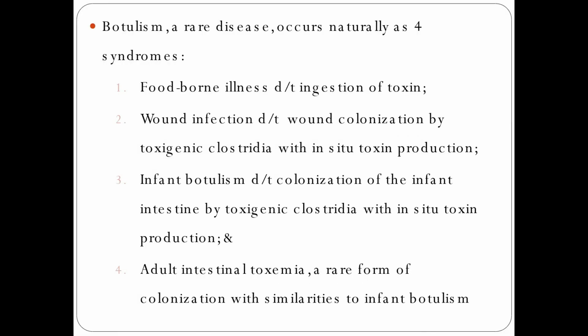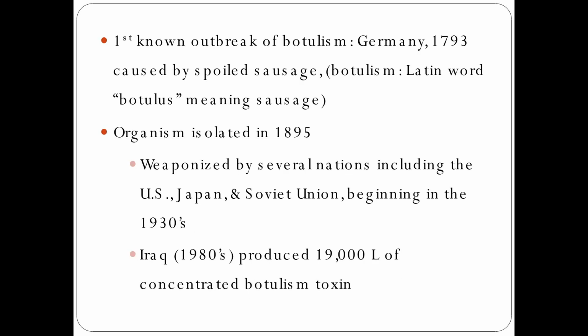Firstly, let's know the history of botulism. It was first discovered in 1793 in Germany and it was caused by sausage. And to make you a little interested, the word botulism is derived from the Latin word botulus, which means sausage. Later, in 1895, it was isolated.